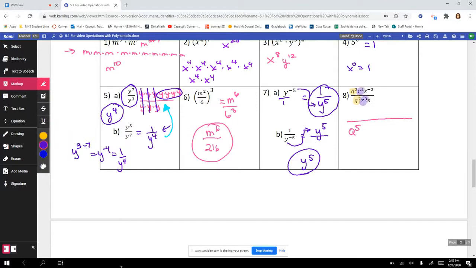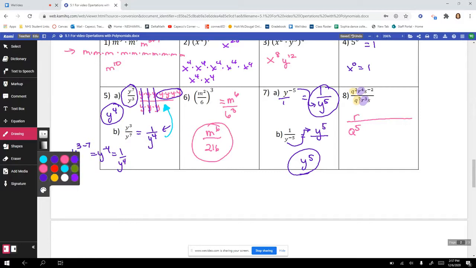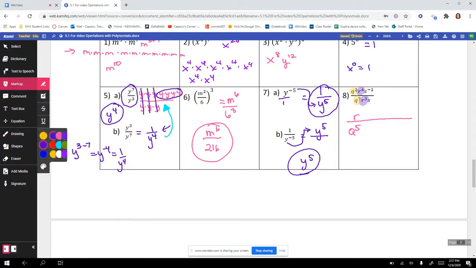I have r to the 4th on the top, r to the 3rd on the bottom. So in the end, I have more on the top, and if I subtract them, I get 1. So I have r on the top. Now, the s is a little bit different, so we have to take a look. We have a couple things going on. I have s to the negative 2 and s to the 1st.